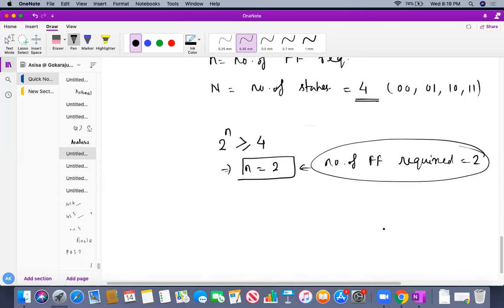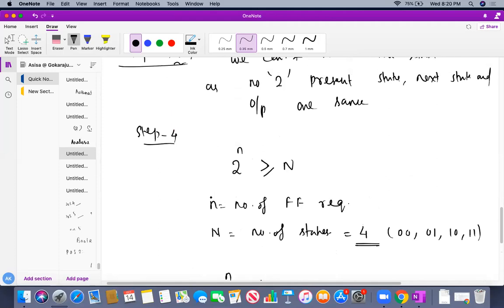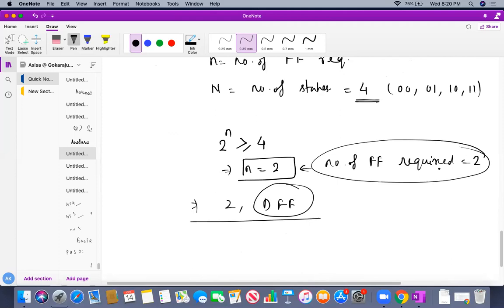And we already know that 2 D flip-flops are required, because the question says the sequential circuit is to be designed using D flip-flops. So the required number of flip-flops is 2 and the flip-flop type is D flip-flop. All of you understand step 4? Determine the number of flip-flops required and choose the type. With the relationship 2 to the n greater than or equal to N, we find 2 flip-flops are required, and the D flip-flop is already given. So no need to be confused.